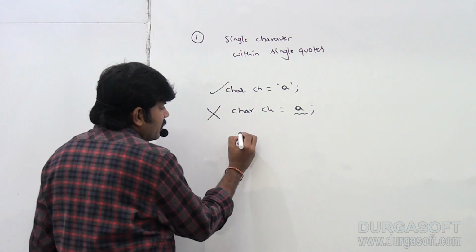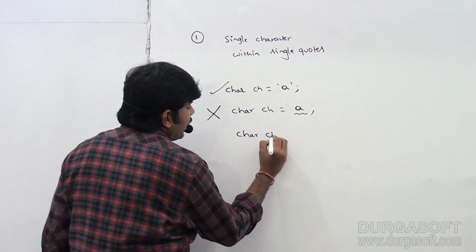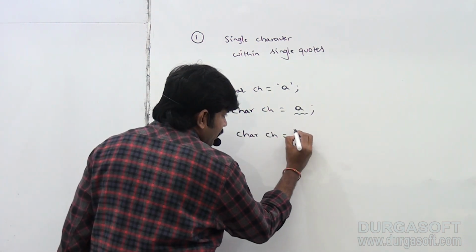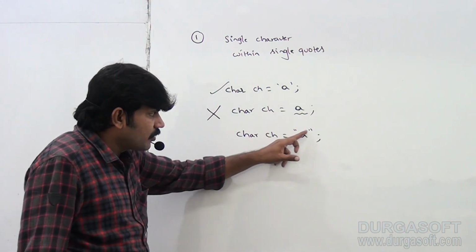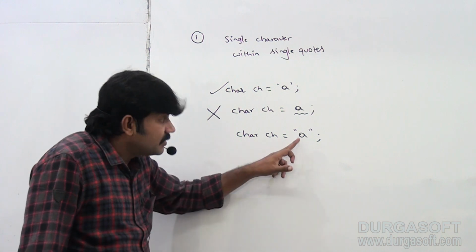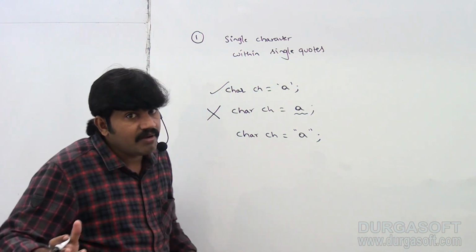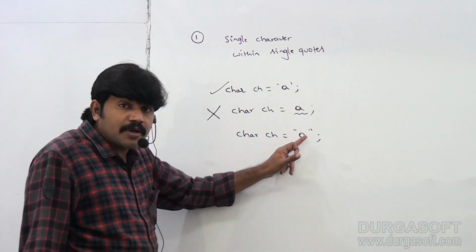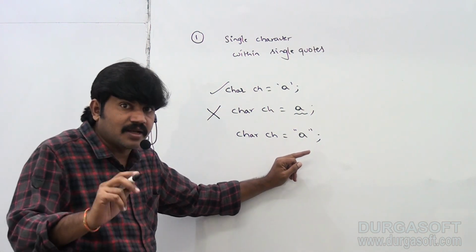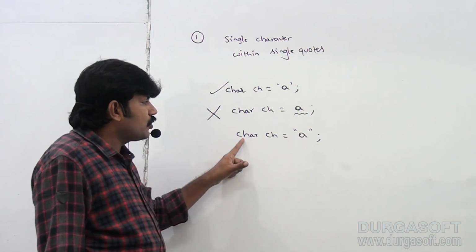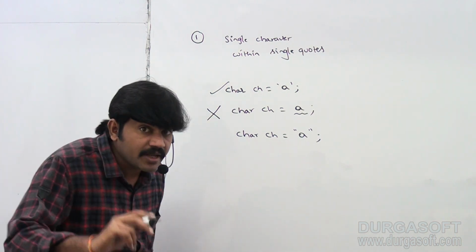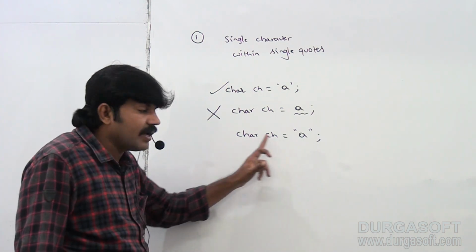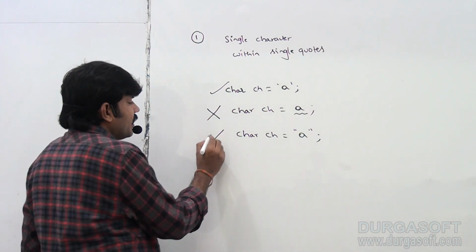Remember. Next, char ch is equal to, instead of single quotes, I'm taking double quotes. Then the compiler will complain. Double quotes means string. How can you assign a string to char? Sir, do you know incompatible types? String cannot be converted to char. You will get an error.